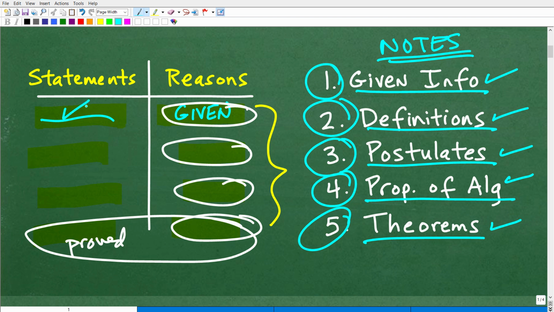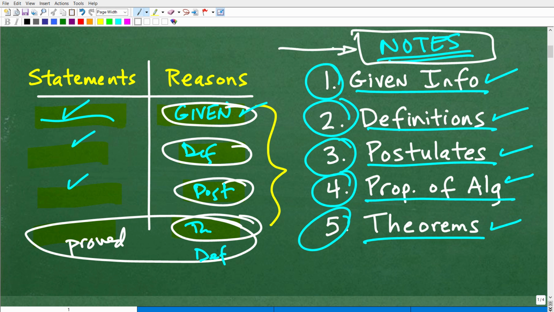So anytime you give a statement for a proof, the only thing you can say is that, oh, that's given information, this is a definition, this is a postulate, maybe this is a theorem. So you just can't have opinions, you've got to back it up with these things right here. Therefore, you better have super great notes, or this is going to become very difficult, and that's why a lot of students don't like doing these problems, because there's no way you're just going to be able to remember all this stuff.